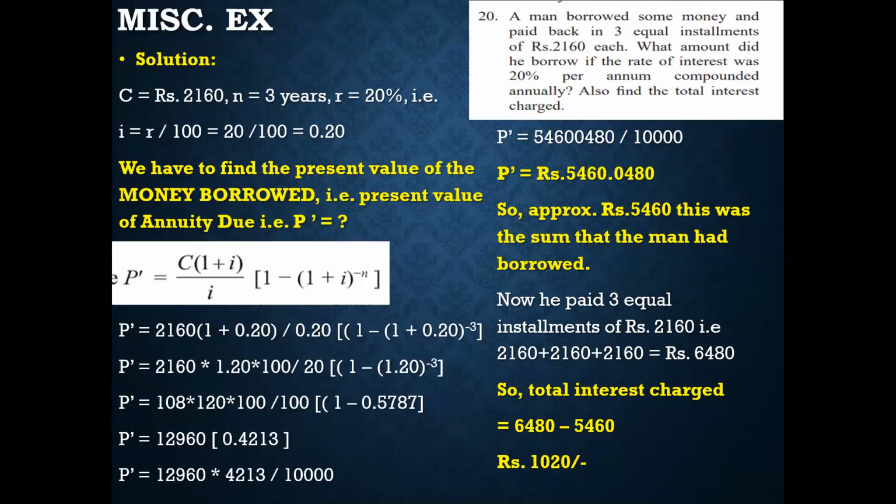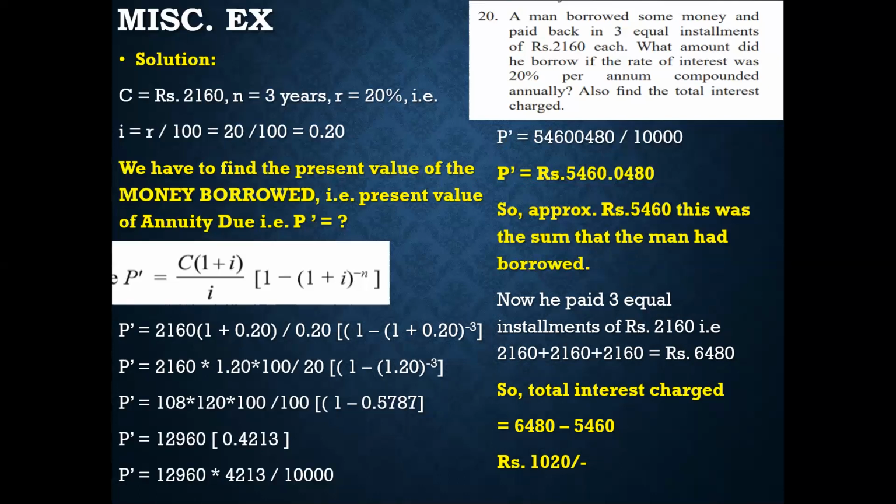Is it clear, class? That is why we took N is equal to 3 years, because he has paid in 3 equal installments at the end of each year. Okay, because it is compounded annually. So the word annual means every year he is paying some annuity in the beginning of the year. So what was that? It was 2160. So he paid 3 times, which gave you 6480.